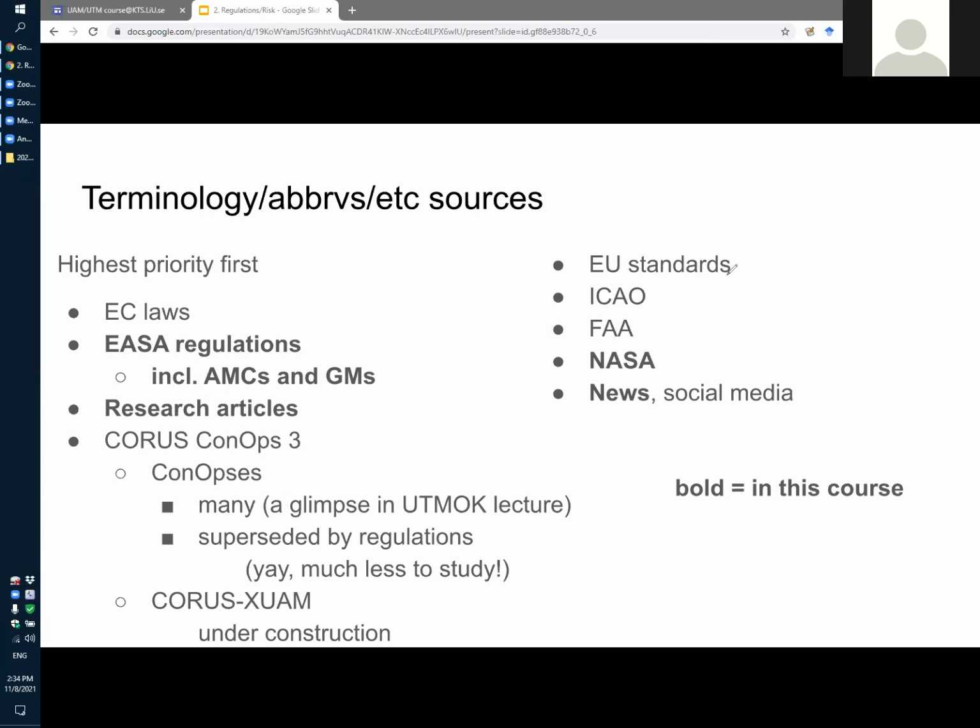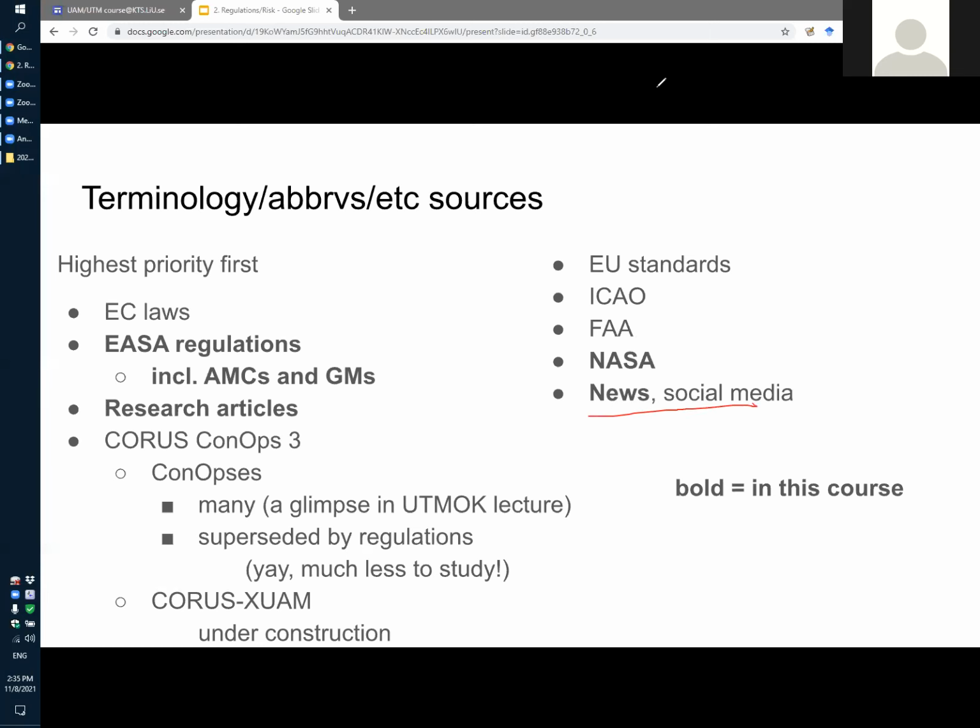Well, there are also EU standards, which we don't look at. ICAO, mostly for the conventional aviation. We don't look at that. FAA, I mean, we had the definition of AAM, and NASA. Anyway, things from the US are less relevant for us in the European context, but of course, very interesting.